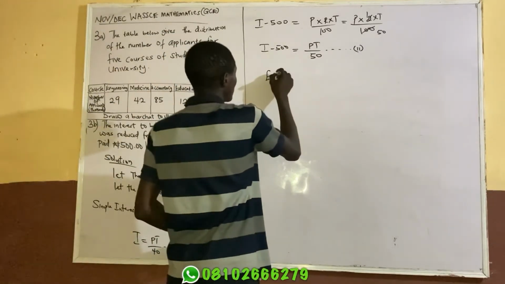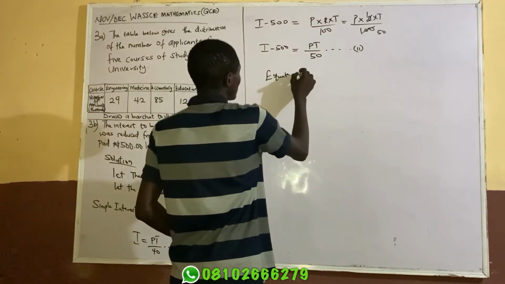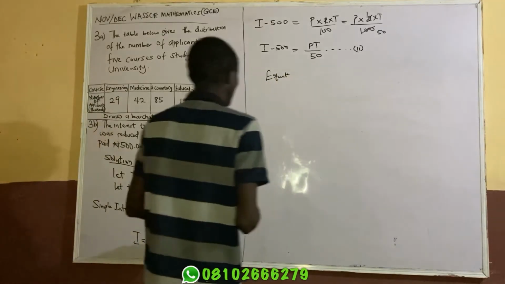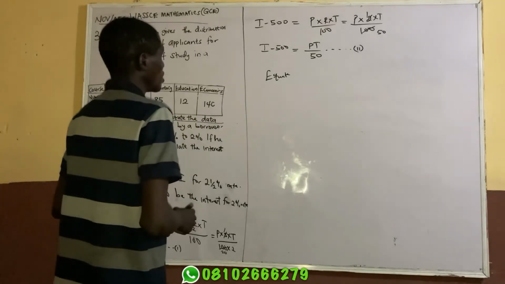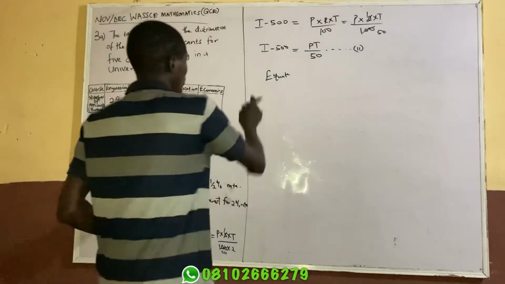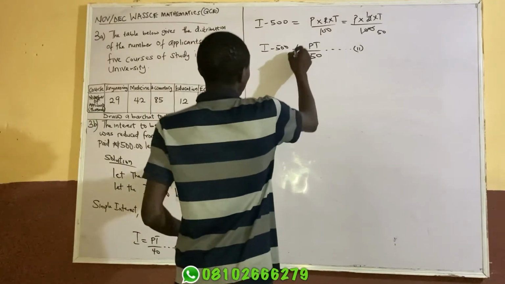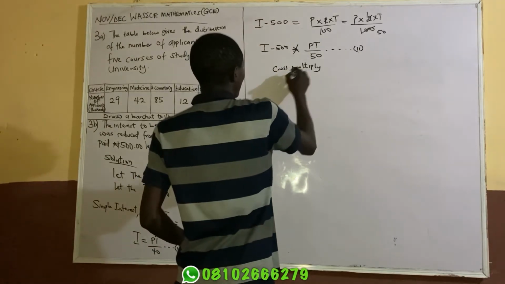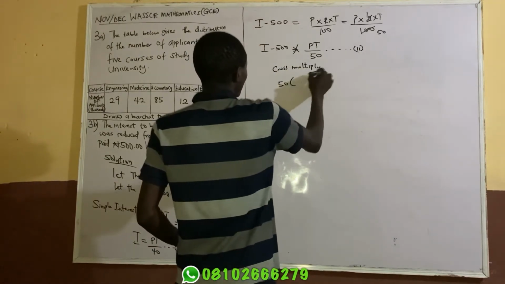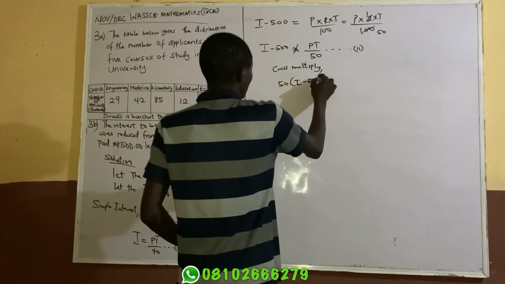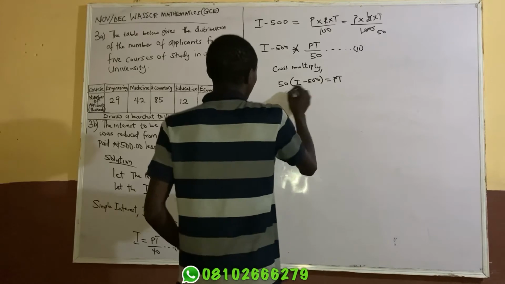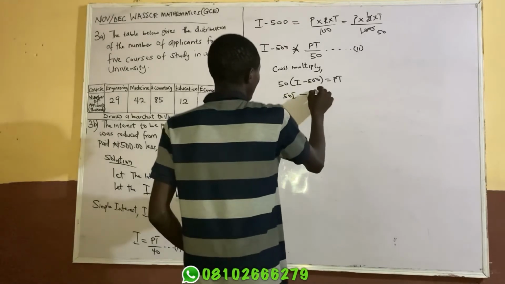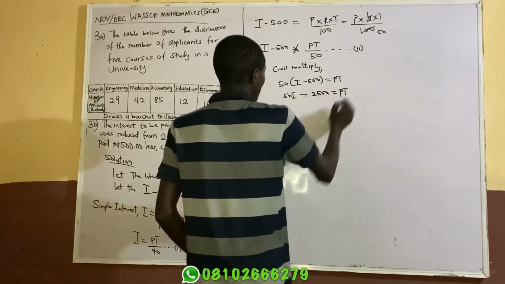Equal to equation 1. Equation 2 now, cross multiply. Let's cross multiply from here, as proposed before. We have 50 into bracket I minus 500 equal to PT. 50I equal to minus what? So that's how 50I minus 2500 equal to PT.